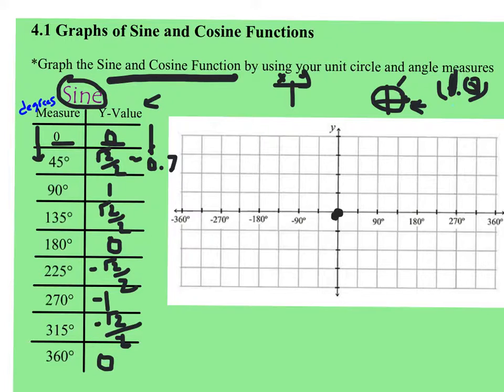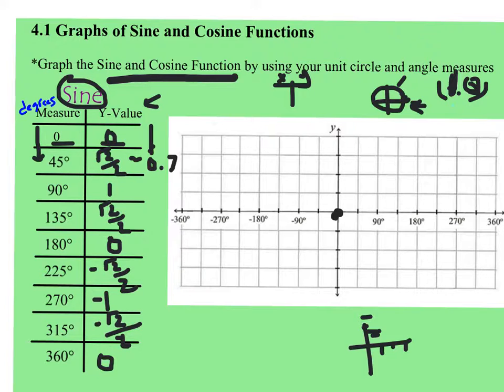Now when you're creating xy graphs, you go x is 1, 2, 3, 4, etc., and y's are 1, 2, 3, 4, etc. But on trig graphs, it's a little bit different. Your x values are going to be your degree measures. So when you go over 1 here, I'm counting by 45 degrees. So this 45 degrees is this next value here.